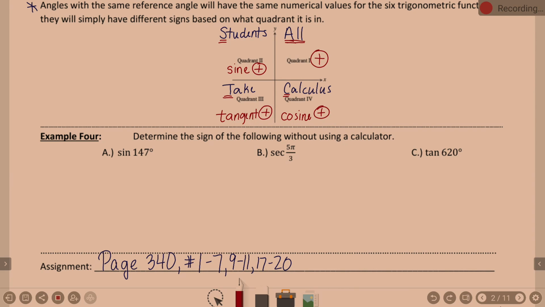Okay? Now, this is a memory device I learned as a young calc teacher. Okay? You come up with your own memory device if you don't like mine. What was Doug's? He told me. No, because it's so bad. I don't think I want to use Doug's because I don't think it was very appropriate.